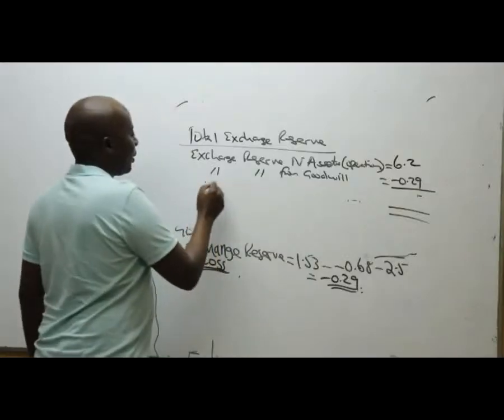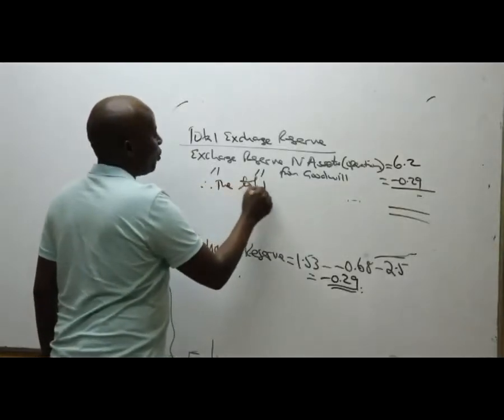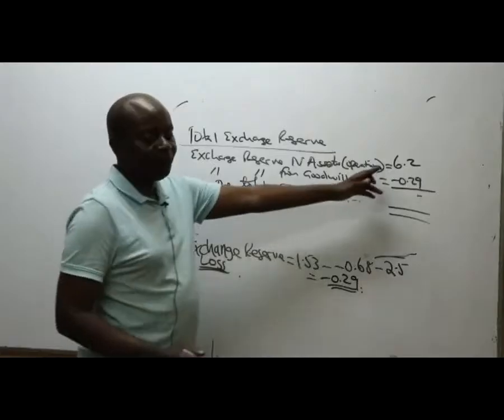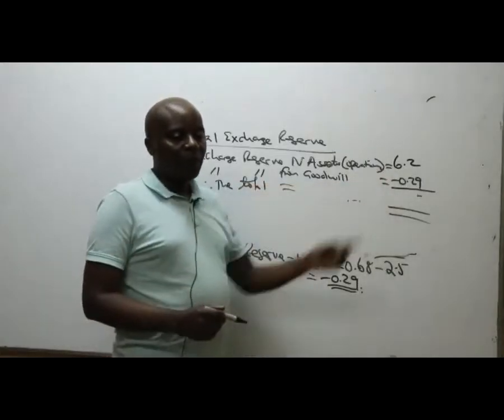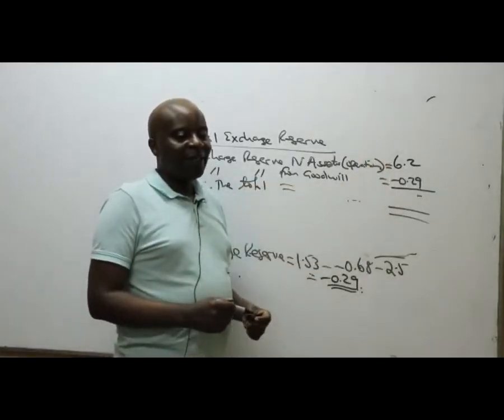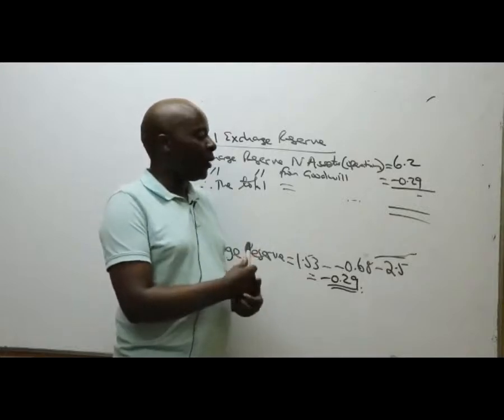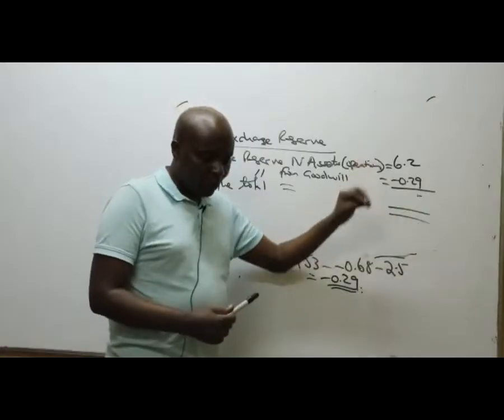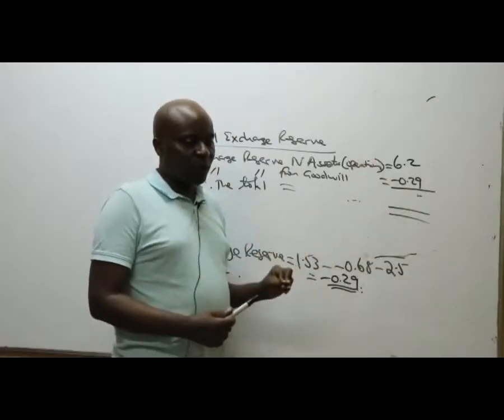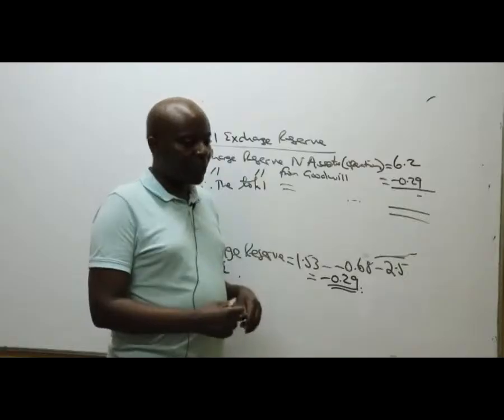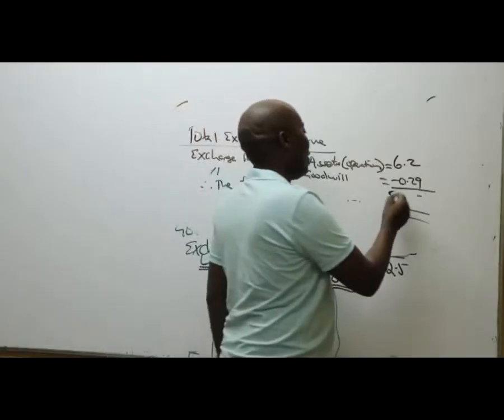Therefore, the total will be equal to what? Please give me a figure to write here. 6.2 plus minus 0.29. I'm combining the two. You guys must speak to me very fast. So we have here 5.91.